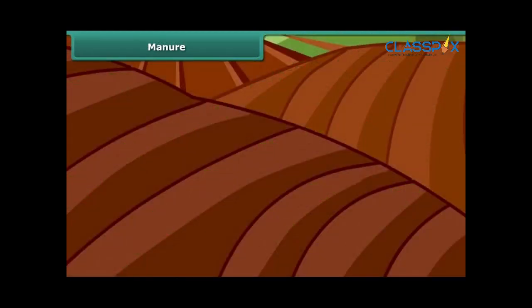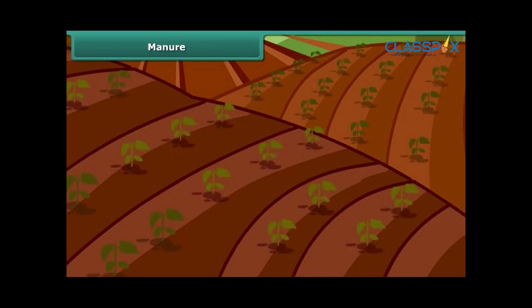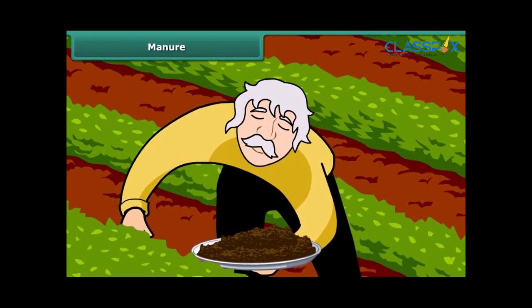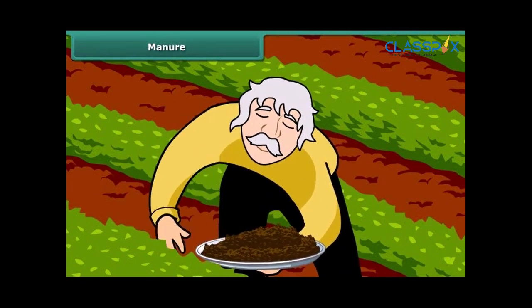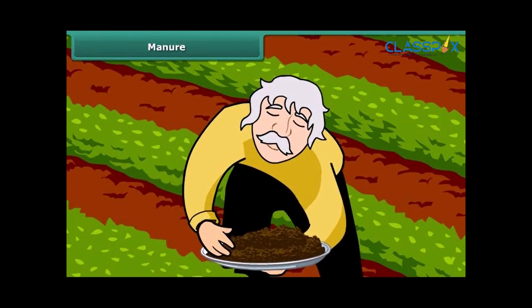Soil fertility and nutrients are reduced due to repeated cultivation of crops year after year. Farmers therefore add manure to the fields to replenish the soil with nutrients. This process is called manuring.